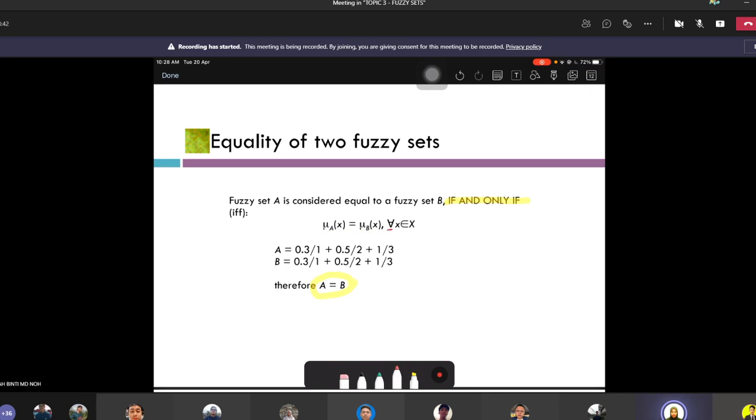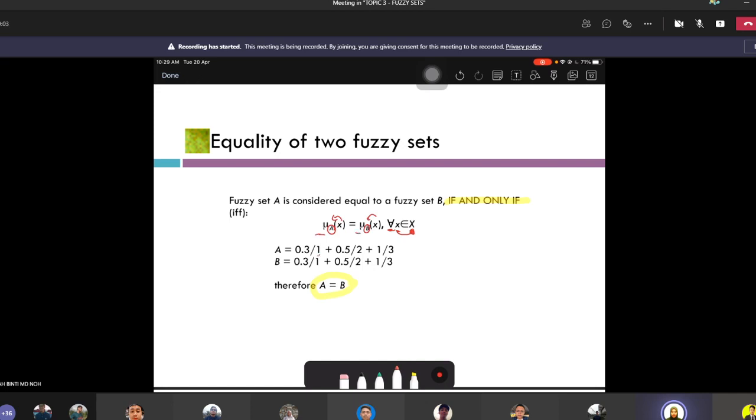Okay. So for every single element, X kecil ni element, for every single X, which X adalah belongs to the universe of discourse, dan X ni belongs to A, okay, dan X belongs to B, sama. Maknanya degree of membership dia sama. Okay, mu tu degree of membership kan.